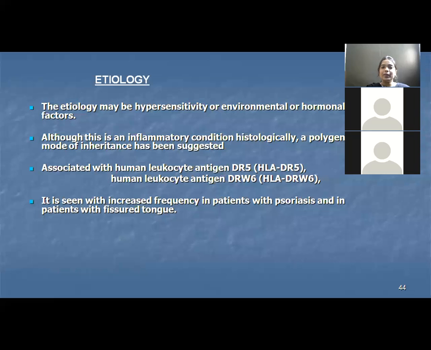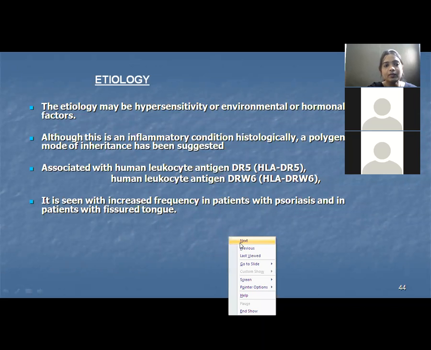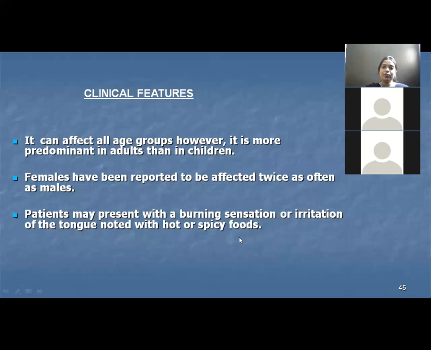increased frequency in patients with psoriasis. So it is called psoriasiform mucositis because it is frequently seen in patients with psoriasis. Psoriasis is a skin disease, and it is also seen in patients with fissured tongue. Then what are the clinical features of your geographic tongue, which is also called what?